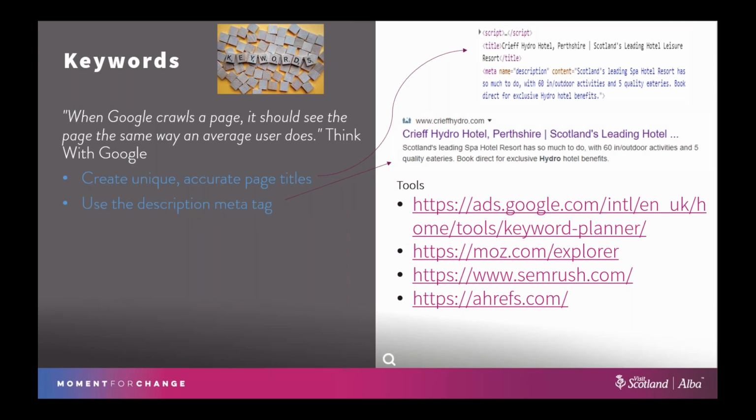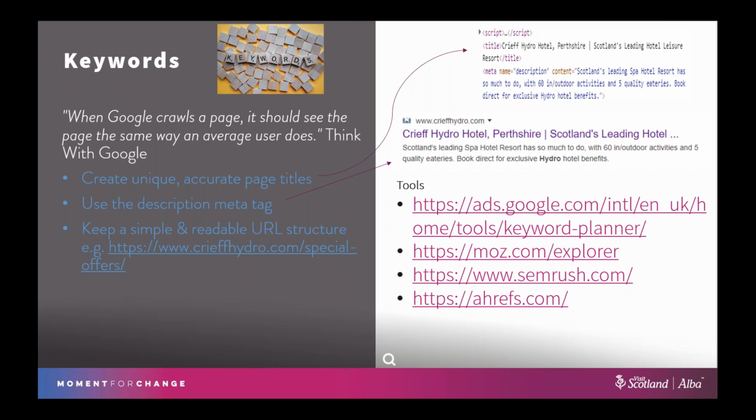Secondly, we have your meta description tag. That is a description that shows up with the title tag on a search results page. As you can see there, there's the title tag, and below it you've got the meta description tag. Sell your content here, make it sound attractive, exciting, and be clear that it's what the user is looking for. So when I click to go through to Crieff Hydro, I expect to see a hotel, a spa resort hotel with 60 indoor-outdoor activities and 5 restaurants. Again, include your primary keyword or keywords, and this time you can have up to 160 characters.